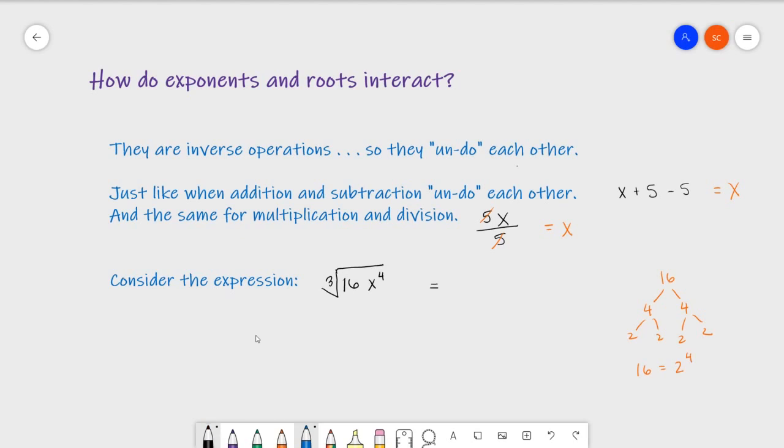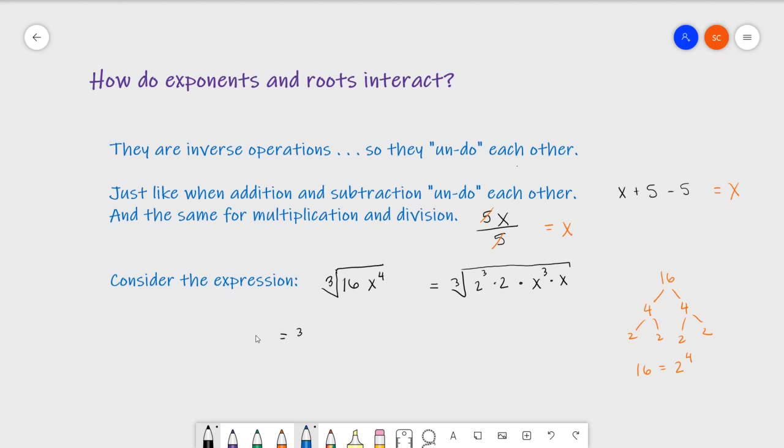A little bit tricky here, what I'm going to do is write the cube root of 16 x to the 4th as the cube root of 2 cubed times 2. So in total I have 2 to the 4th. And then I'm going to split up that x to the 4th, and I'm going to say x cubed times x. So I still have the same quantity under the radical. And now I'm going to break up that radical a little further.